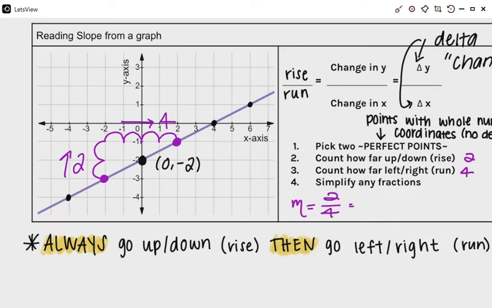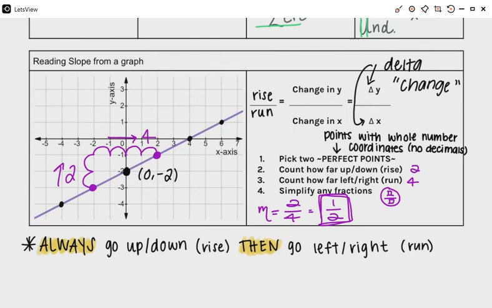We can simplify that fraction, okay? If you don't know how to simplify the fraction, type it into Desmos and click that button. It gives you the simplest fraction. That's going to simplify to 1 over 2. The most important thing is always start up and down and then left or right. Because if you don't, it can just start throwing you off and then your slope's going to be backwards. And then, oh my gosh, all these bad things happen.